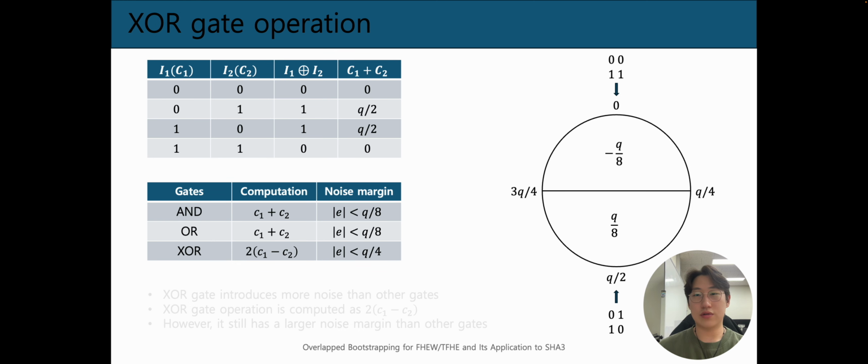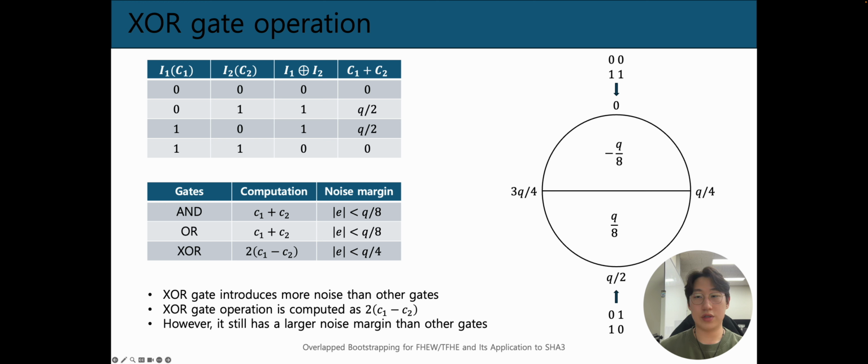Now let's look at the XOR gate and how it behaves differently from the AND gate. The ODOT operation in the XOR gate introduces additional noise compared to the AND gate. And this is because it includes a multiplication by 2 after performing a homomorphic subtraction.